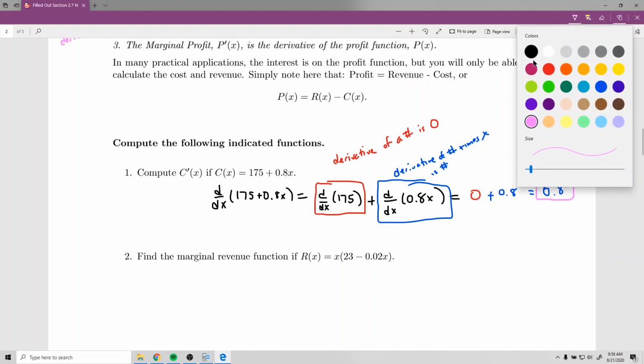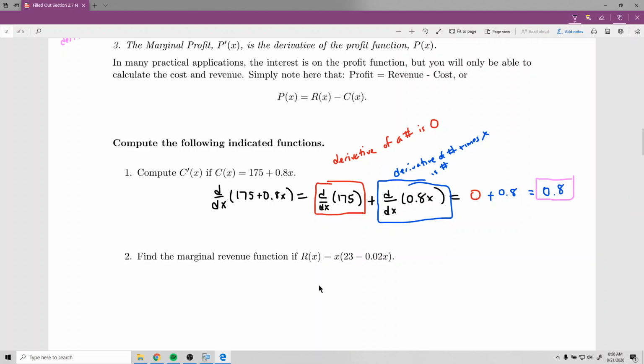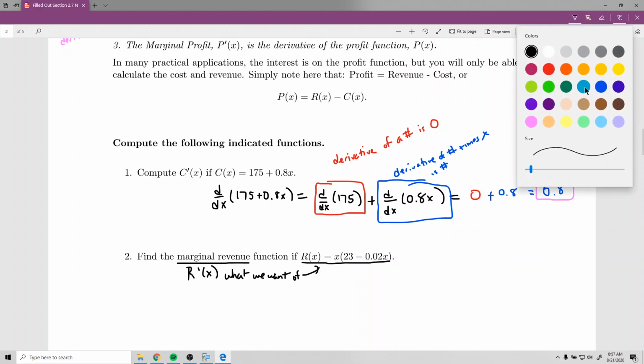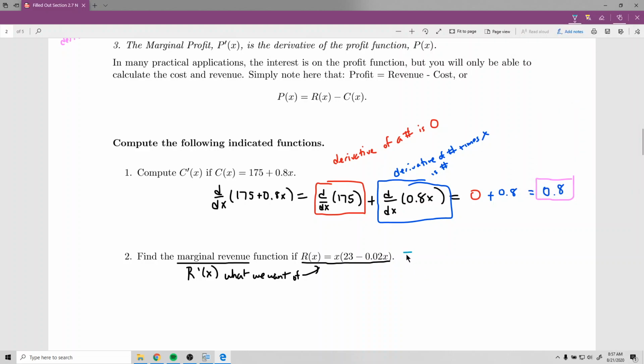Right, so the second one says find the marginal revenue, so do the derivative. R prime of x is what we want, if the revenue is given by x times 23 minus 0.02x. Now, one important thing to point out here: we don't have a derivative rule for multiplication. We have x times this, 23 minus 0.02x.